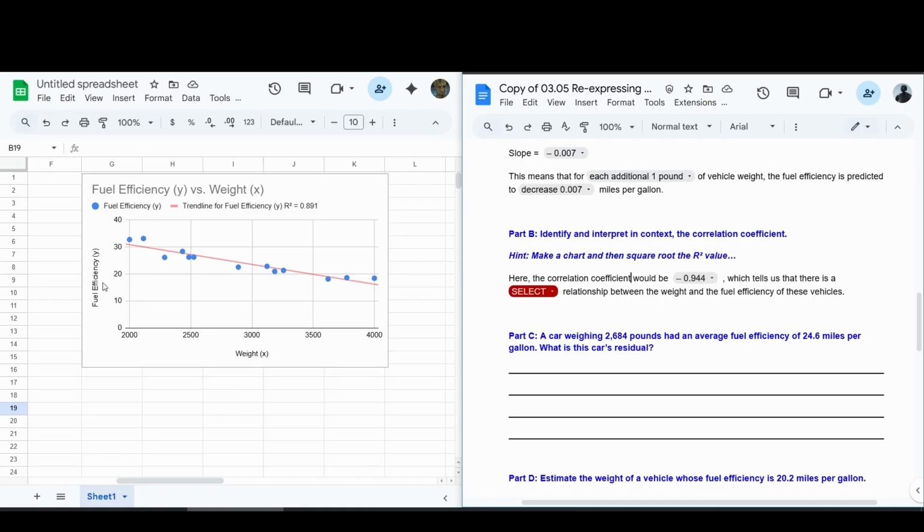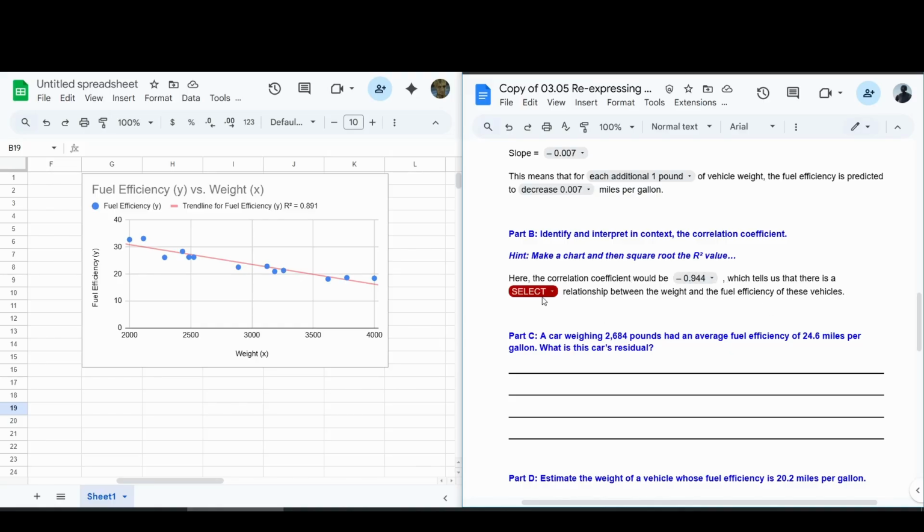Notice that it's negative because the slope of the line is negative, or the correlation is negative. It's going down. But when I square this number, it does become positive. So just be careful with that. We will end up with a negative there.